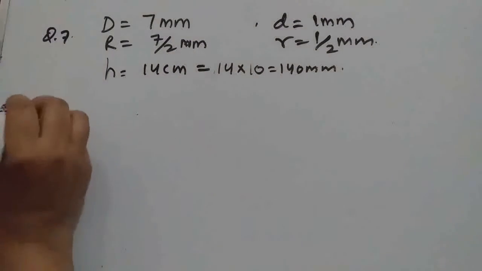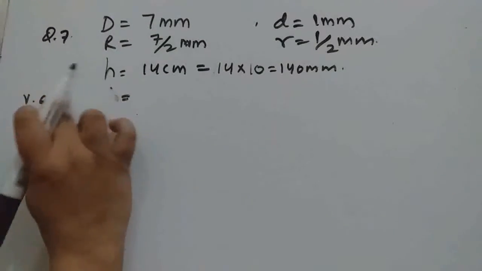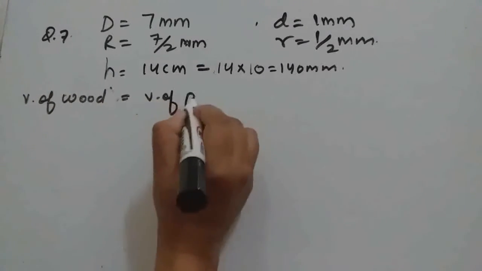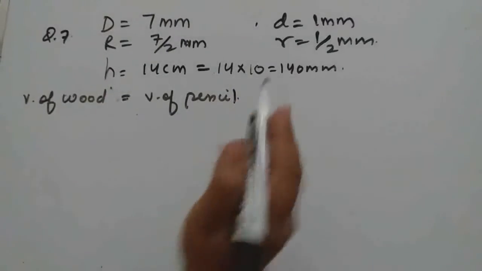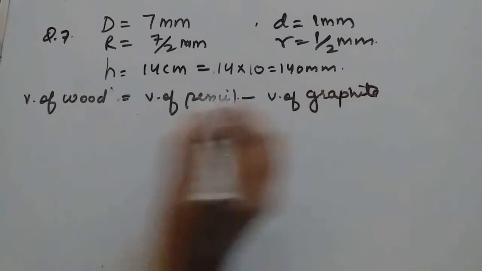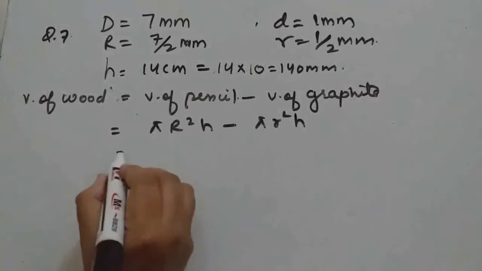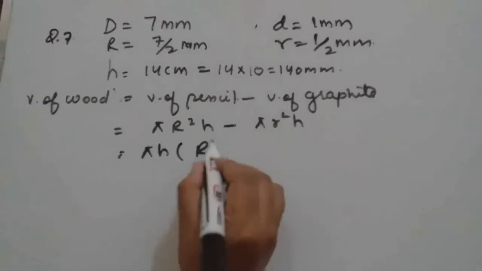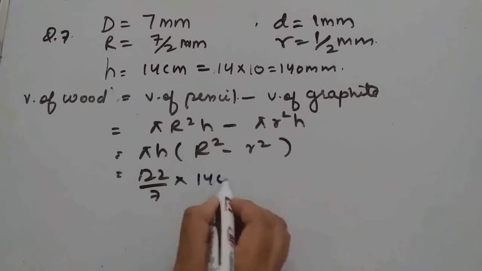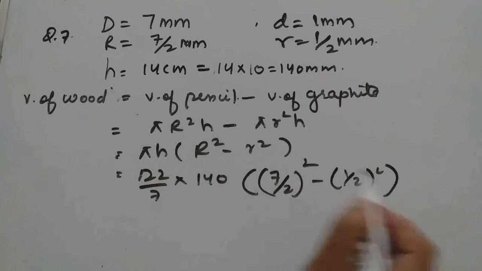Okay, then the volume of wood will be the volume of the pencil, the complete pencil, minus the volume of graphite. So pi r square h, pi r square h. So we can take pi h common, r square minus r square. So 22 by 7, h is 140, into 7 by 2 square minus 1 by 2 square.